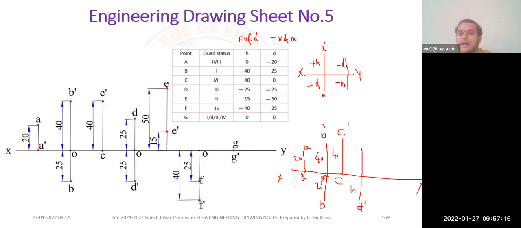Whenever D is negative, it will come above the XY line. With respect to that, I have to write this small letter. So I'm writing small letter D. And here there is the intersection, so I have to write this intersection as O.